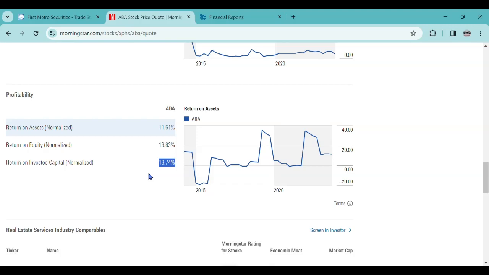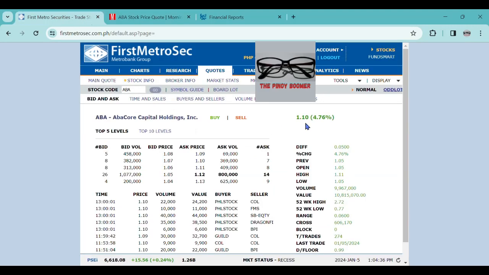So overall, at the moment, Abacor at 1 peso and 10 centavos is a cheap and a potential gainer in the future. So we can buy as many stocks as we want.